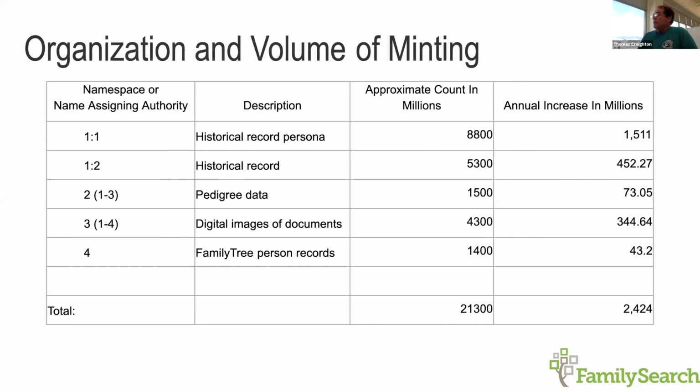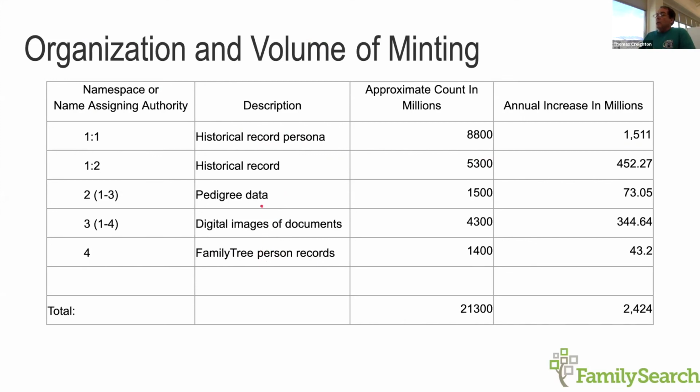And as of the 15th of April, we are at about 8.8 billion ARKs referencing what we call historical record personas. That's like what we started looking at, Thomas P. Creighton. So any individual who's referenced from a source record, we internally call it a persona, as opposed to a person, because person records, in our vernacular, are part of the family tree. That's the shared pedigree.